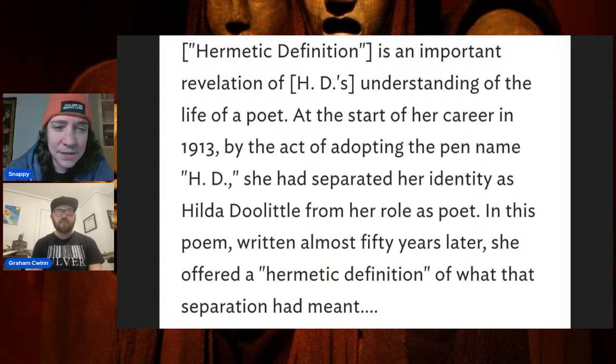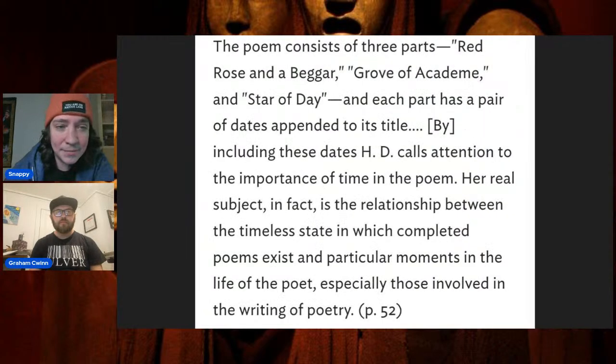All right, so it says, Hermetic Definition is an important revelation of HD's understanding of the life of a poet. At the start of her career in 1913, by the act of adopting the pen name HD, she had separated her identity as Hilda Doolittle from her role as poet. In this poem, written almost 50 years later, she offered a Hermetic definition of what that separation had meant.